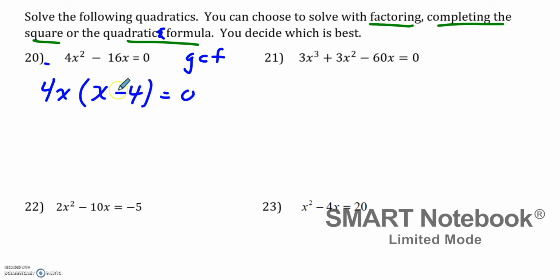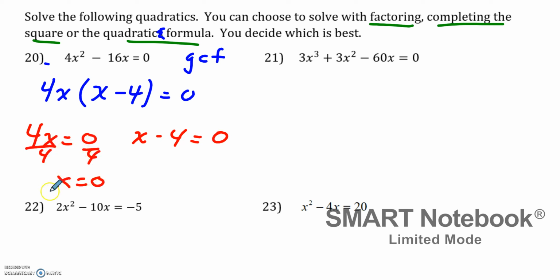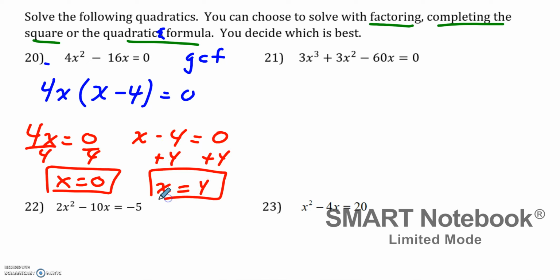Because this no longer has squareds, I don't have to factor anymore. But I can use the zero product property and set both pieces equal to 0. 4x equals 0, x minus 4 equals 0. 0 divided by 4 is 0, so one answer is 0. And if I add the 4, the other answer is positive 4.